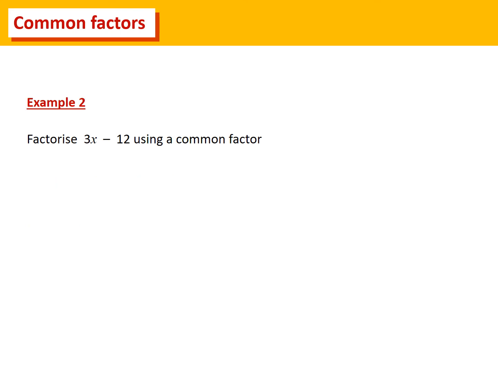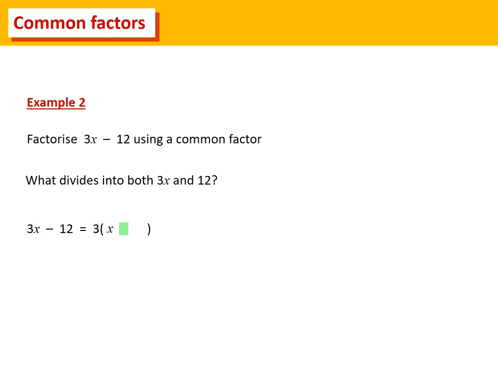Here's example 2. We ask ourselves, what divides into both 3x and 12? And the answer to that question is 3. So 3x subtract 12 can be written as 3 lots of something. What's the something? What has to go in the bracket? So 3 times something has to give me 3x. Therefore that something will be x.